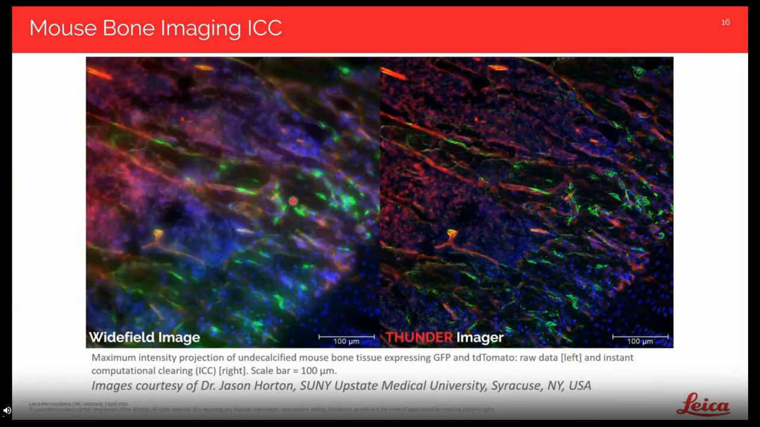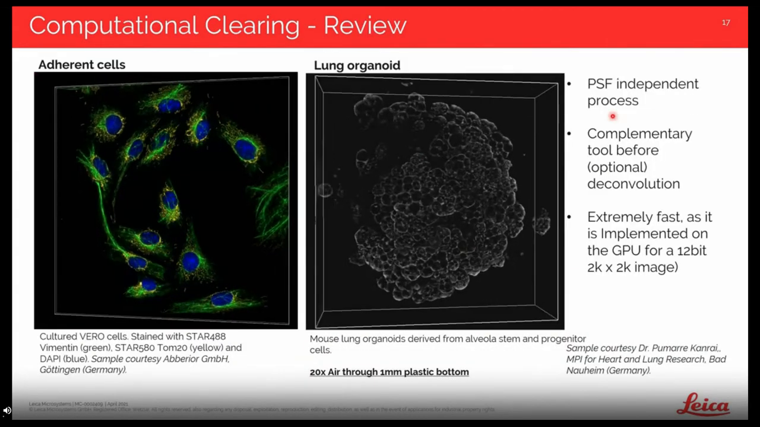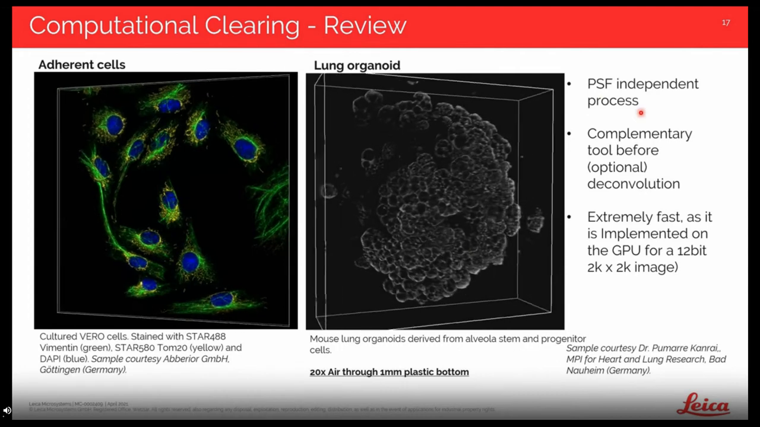On the left is the raw. On the right is the ICC'd image. This is a maximum intensity projection, so you can see that we've taken a Z-stack, we've removed the haze, and then collapsed it to a single image to show you how the structure and the signal to noise has been improved. So to review, computational clearing is a PSF independent process.